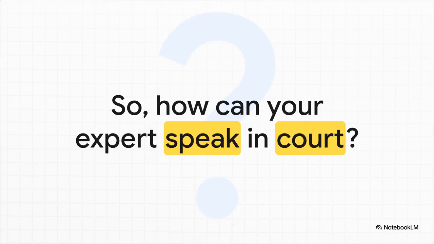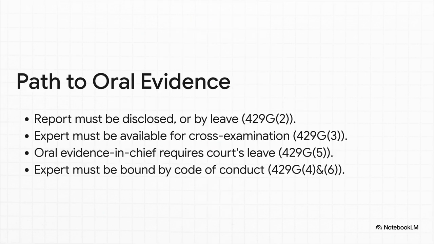Okay, so that immediately leads to a really practical question, doesn't it? If the report is the evidence, when on earth does your expert actually get to speak in court? Can you ever get them to clarify a tricky point or expand on something for the judge? Well, Rule 429G gives us the answers. It lays out the very specific path to getting your expert to give oral evidence. First, under Subrule 2, the report has to have been properly disclosed. No surprises. Second, under Subrule 3, your expert has to be available to be cross-examined.